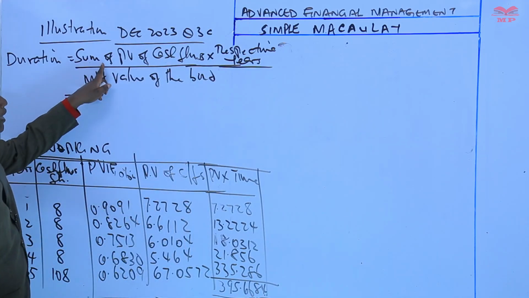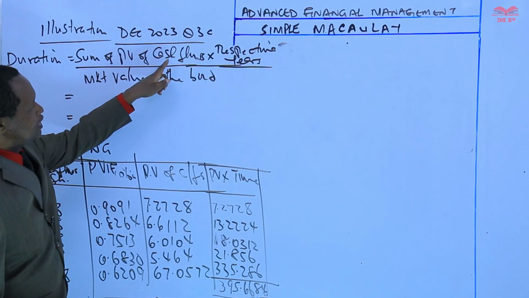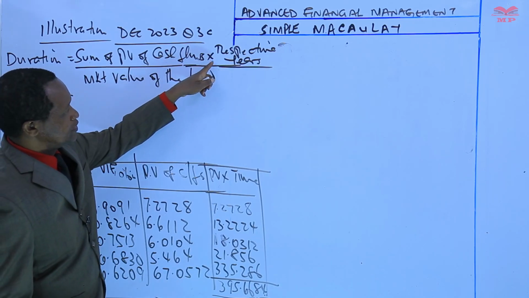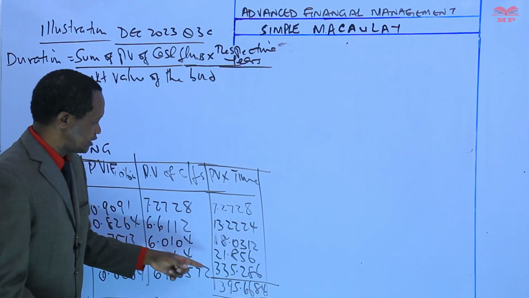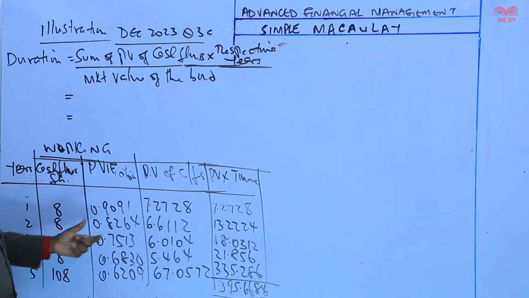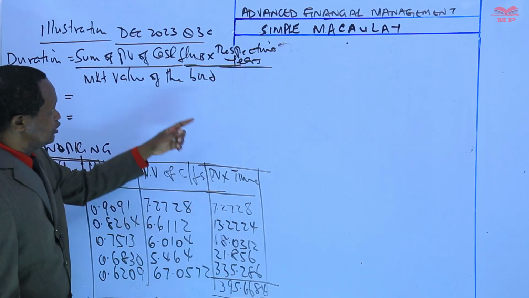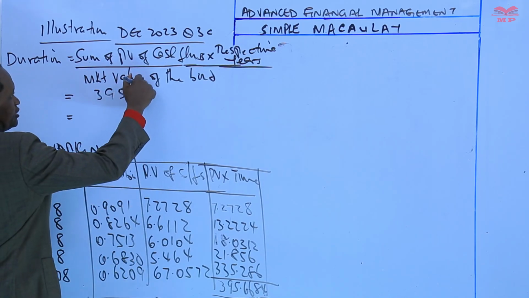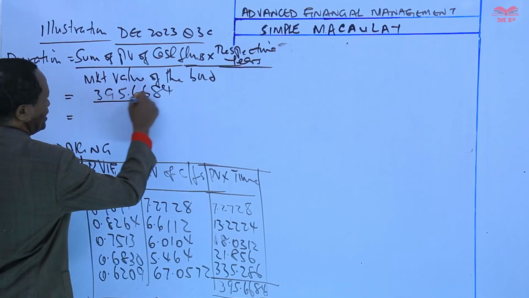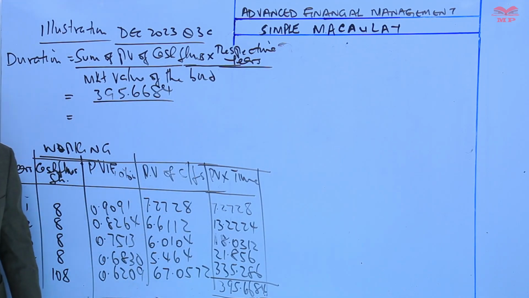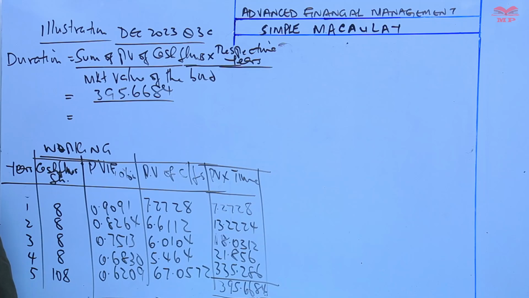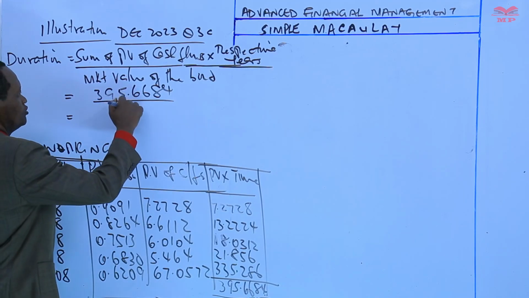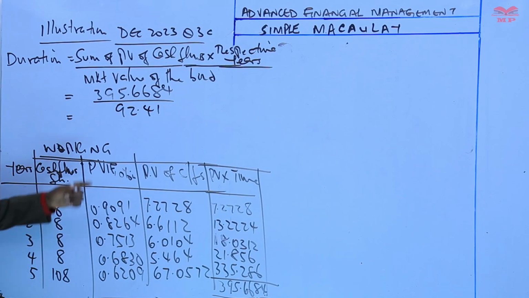So 395.6684 is the sum of present value of cash flows times the respective years. We took the respective years and multiplied with the present values to get the sum. That is the numerator, which is equal to 395.6684. We divide by the market value of the bond. The market value of the bond is given within the question. We read in the first sentence, the current value of 92.41. 92.41 is the market value of the bond.